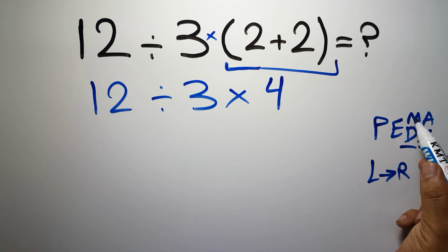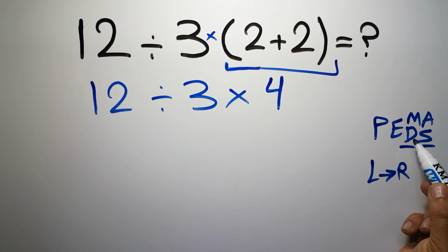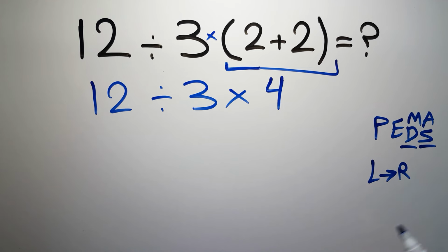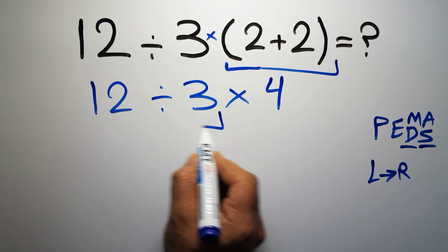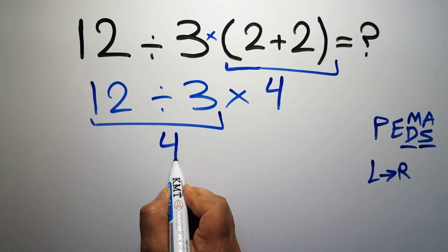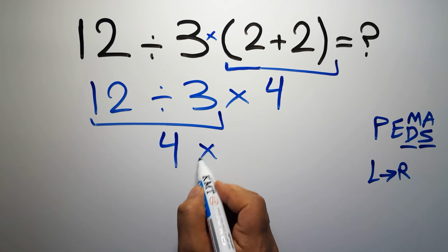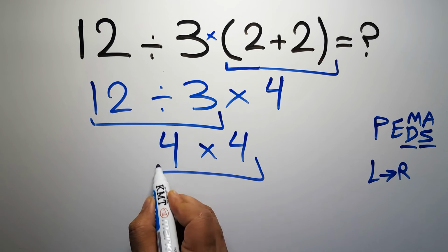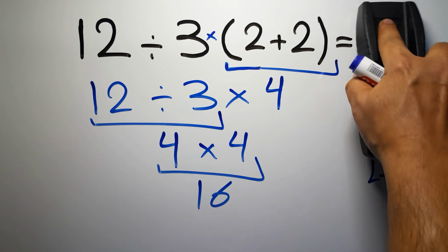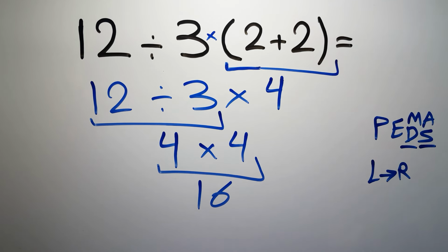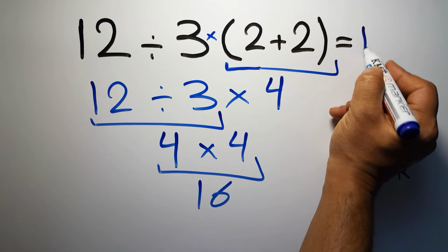As I said, multiplication and division have equal priority and we have to work from left to right. So here first we have to do this division. 12 divided by 3 gives us 4. So 4 times 4, which equals 16. And this is our final answer to this problem. The correct answer is 16.